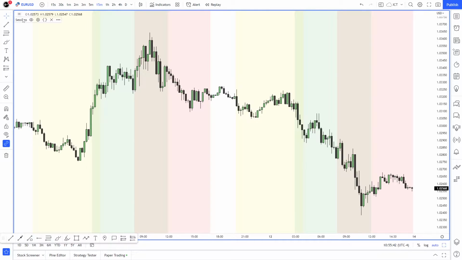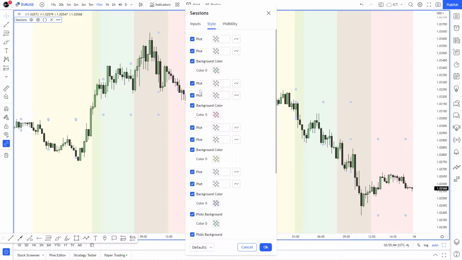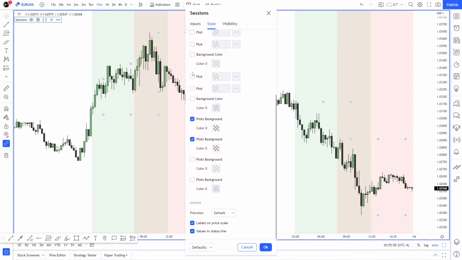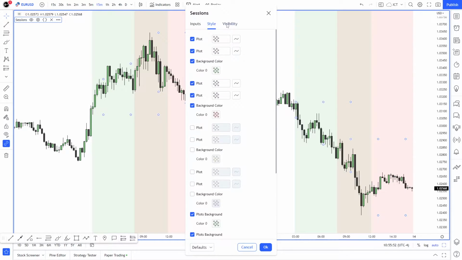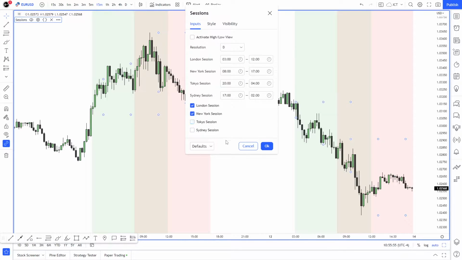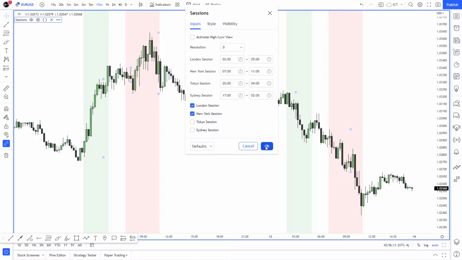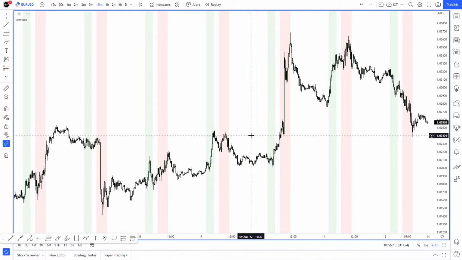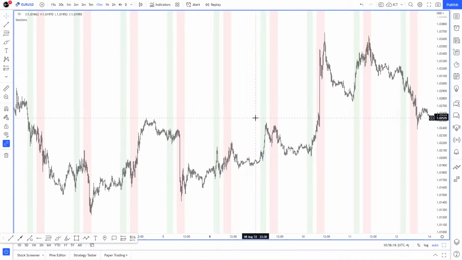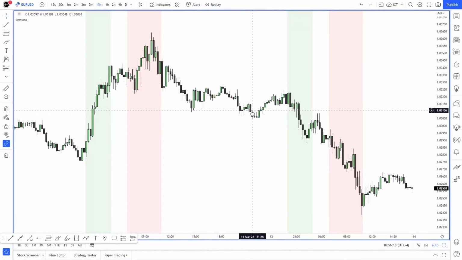Let me put this on as it will help a bit. This is an indicator that shows the sessions, and we just want London and New York. New York is from 7 to 11 and London is 2 to 5, isn't it? I think it was. Yeah, okay. That'll make it easier for us to know what to look for or where we are standing.